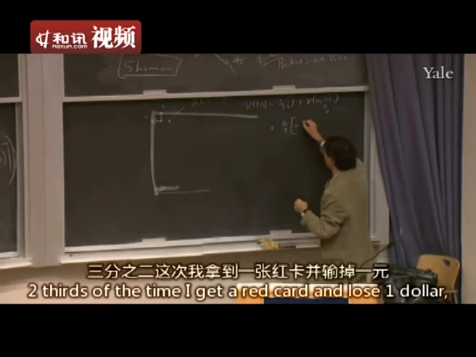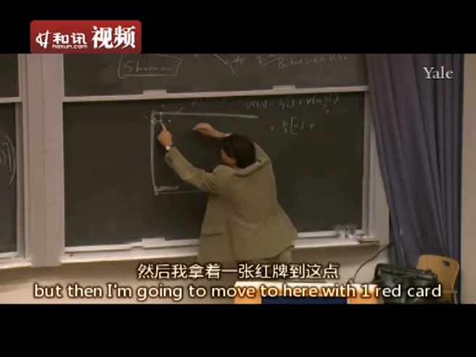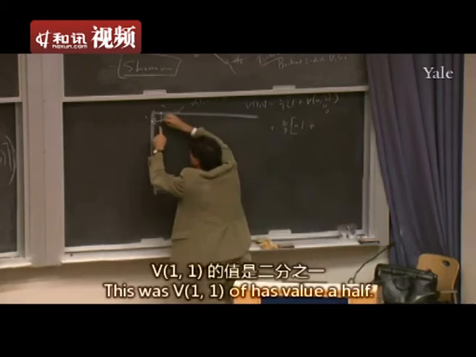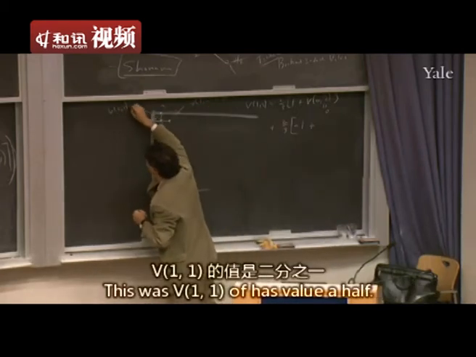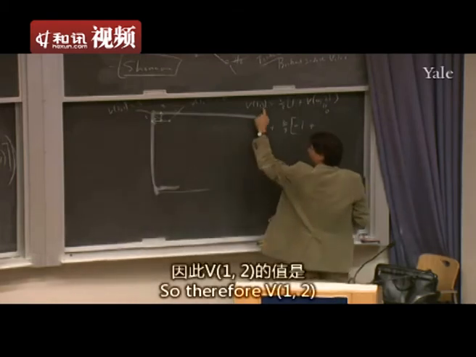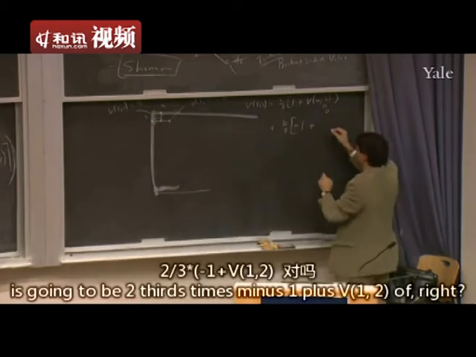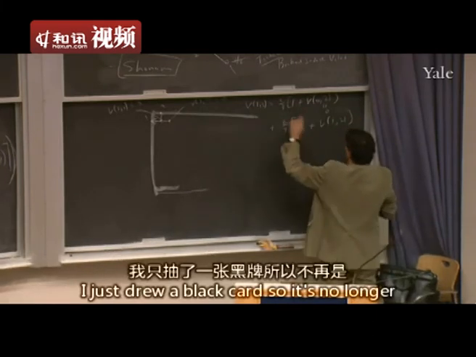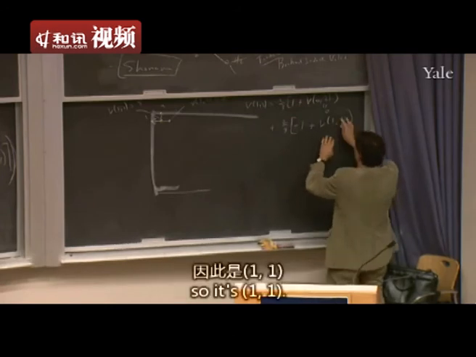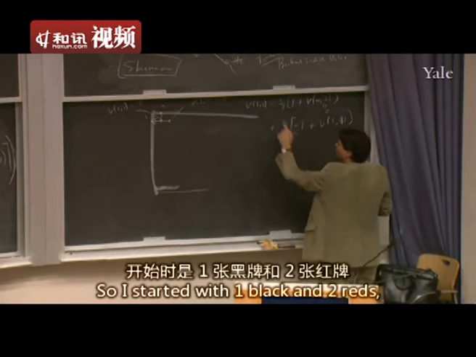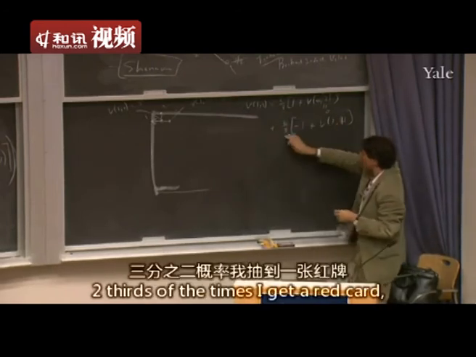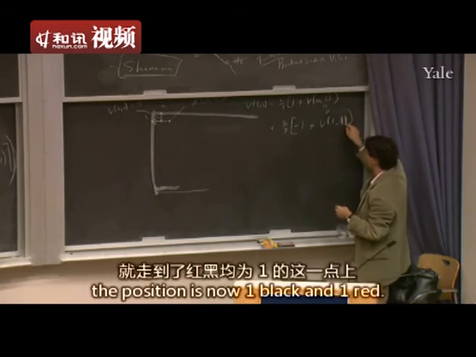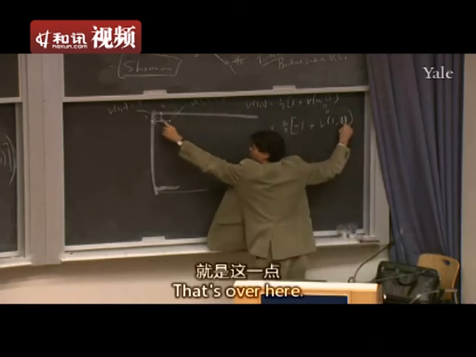2/3 of the time I get a red card and lose $1, but then I'm going to move to here with 1 red card where I have V of 1 and 1, which I've already figured out the answer to, right? V of 1 and 1 has value 1/2. So I started with 1 black and 2 reds. 1/3 of the time I get a black card. 2/3 of the times I get a red card. But after getting the red card, the position is now 1 black and 1 red. The red card disappeared. That's over here.